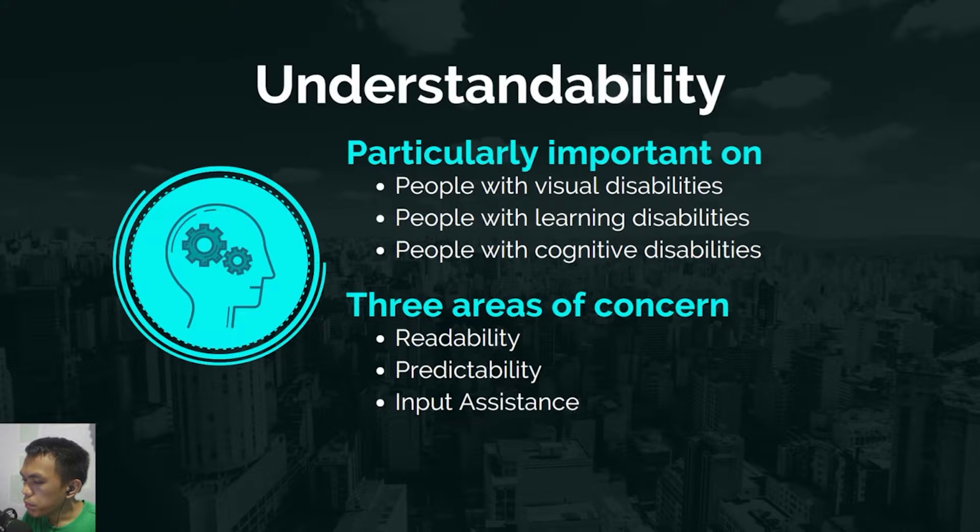Lastly, input assistance. People with disabilities and the assistive technologies they use often make mistakes more easily when entering information. In order for them to understand the problem and correct the issue, websites should provide better error messages and help prevent errors whenever possible.